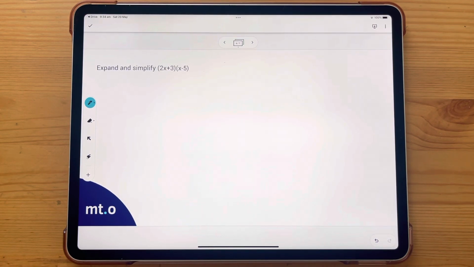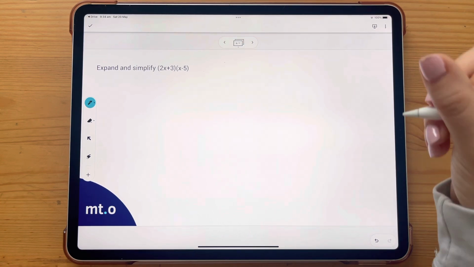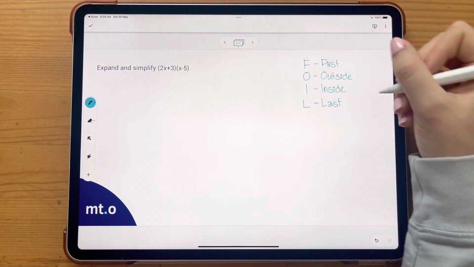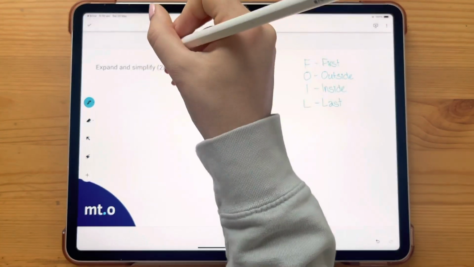Now we'll look at two examples. I'm going to use FOIL for the first one and the grid method for the second example. Feel free to pause the video and have a go yourself, and then watch the example back to see if you got it right. So I'm just writing out FOIL just to remind us what the letters stand for, and then we're going to look at this expression.